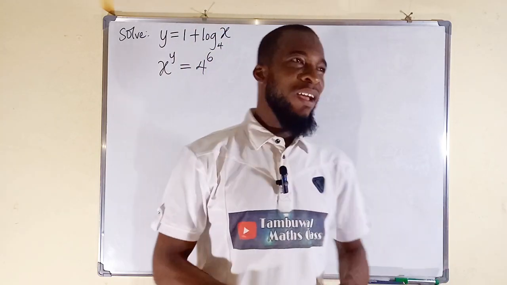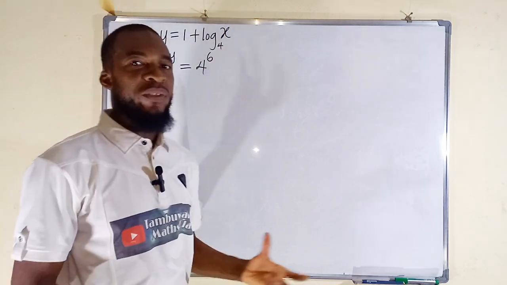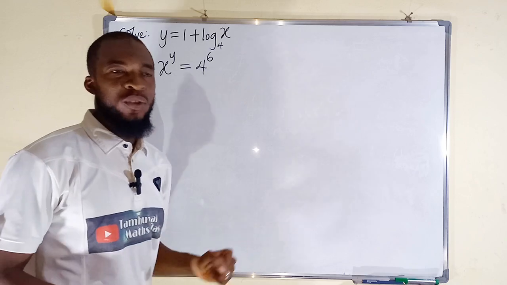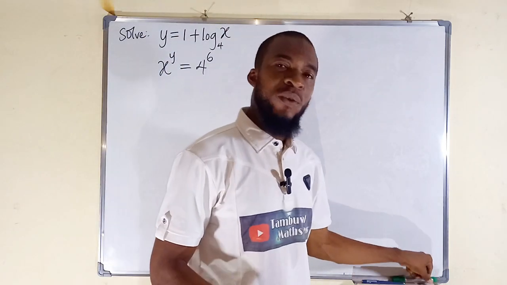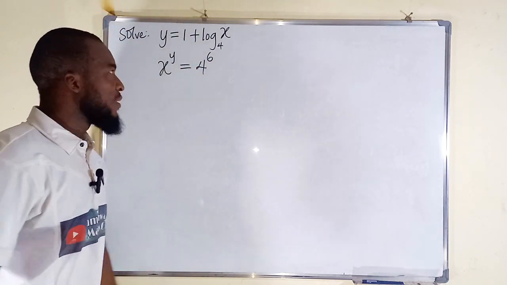In this tutorial we are going to find a solution to this system of logarithmic and exponential equations. The equations are y equals 1 plus log of x with the base of 4, and the second equation is x to the power of y equals 4 to the power of 6, and we are looking for the values of x and y that can satisfy both equations.